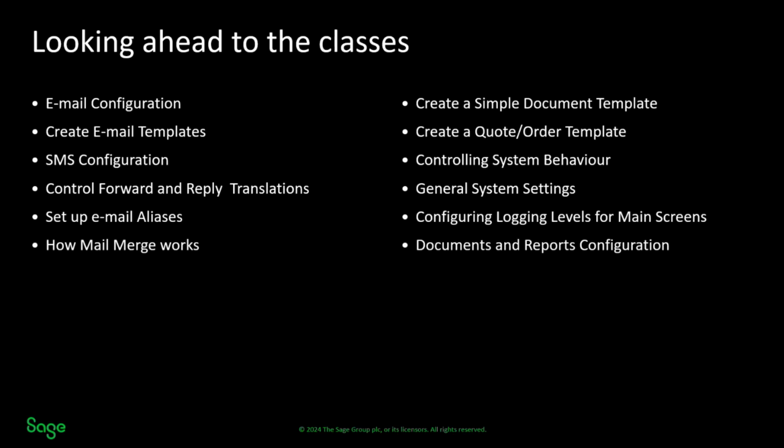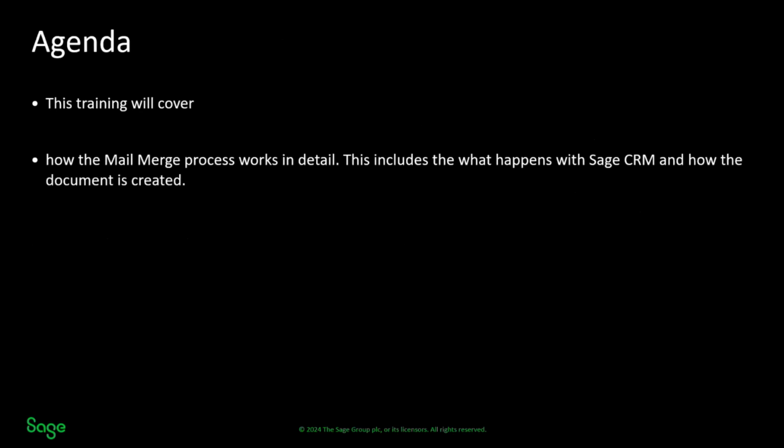emails, templates. What we're going to do in today's session is cover the process of how the mail merge process itself works in some detail. This is looking at the knowledge that you need to have in order to see how the process works, understand what's going on inside this, and the role of the templates and the role of the underlying views. So you'll get a good understanding of how Sage CRM assembles the document that is created as part of the merge process.